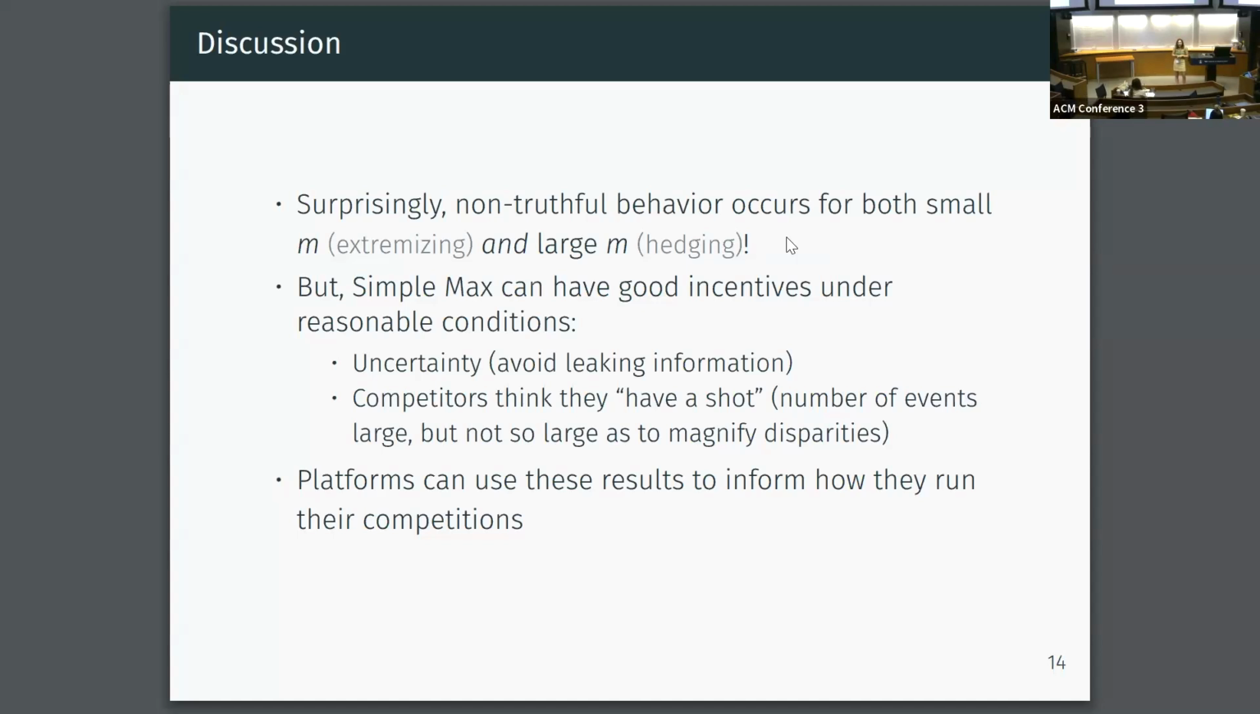The second, as I said before, is that competitors need to really think they have a shot in order to use the guarantees that we provide for approximate truthfulness. And so we hope that forecasting competition platforms can use these results that we've described to really inform how they decide to run their mechanisms and their competitions to ensure that people are behaving the way they want them to.